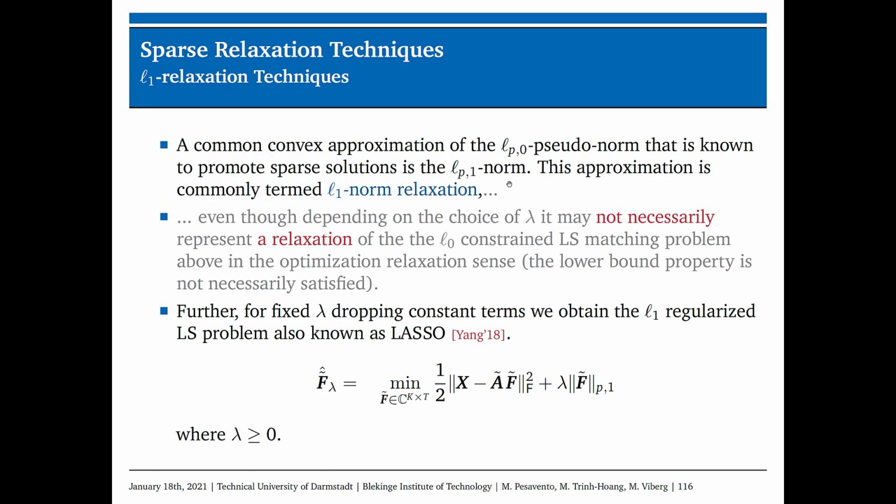This approximation is commonly termed L1 norm relaxation, even though depending on the choice of lambda, it is not necessarily representing a relaxation of the L0 constraint least squares matching problem that was given above. Formally, we speak of relaxation when the lower bound property is satisfied, so when the optimal function value of the relaxed set is lower or equal to the optimal function value of the original set. Here this lower bound property may not necessarily hold.